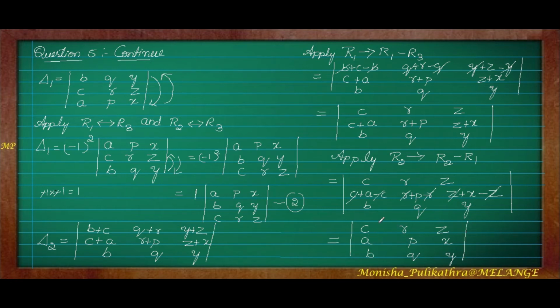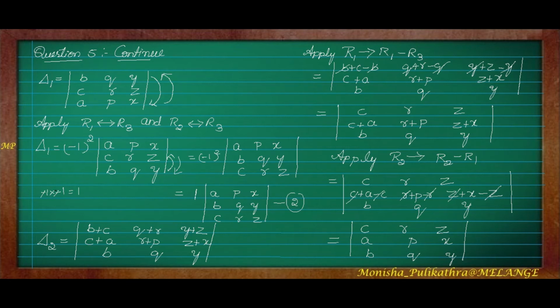So you have to make it in a form exactly like this. APX in the first row, you have to interchange APX by CRZ. So APX will come here and CRZ will come here. Next you have to interchange this CRZ to BQY. First you have to interchange R1 to R2, then R2 to R3.